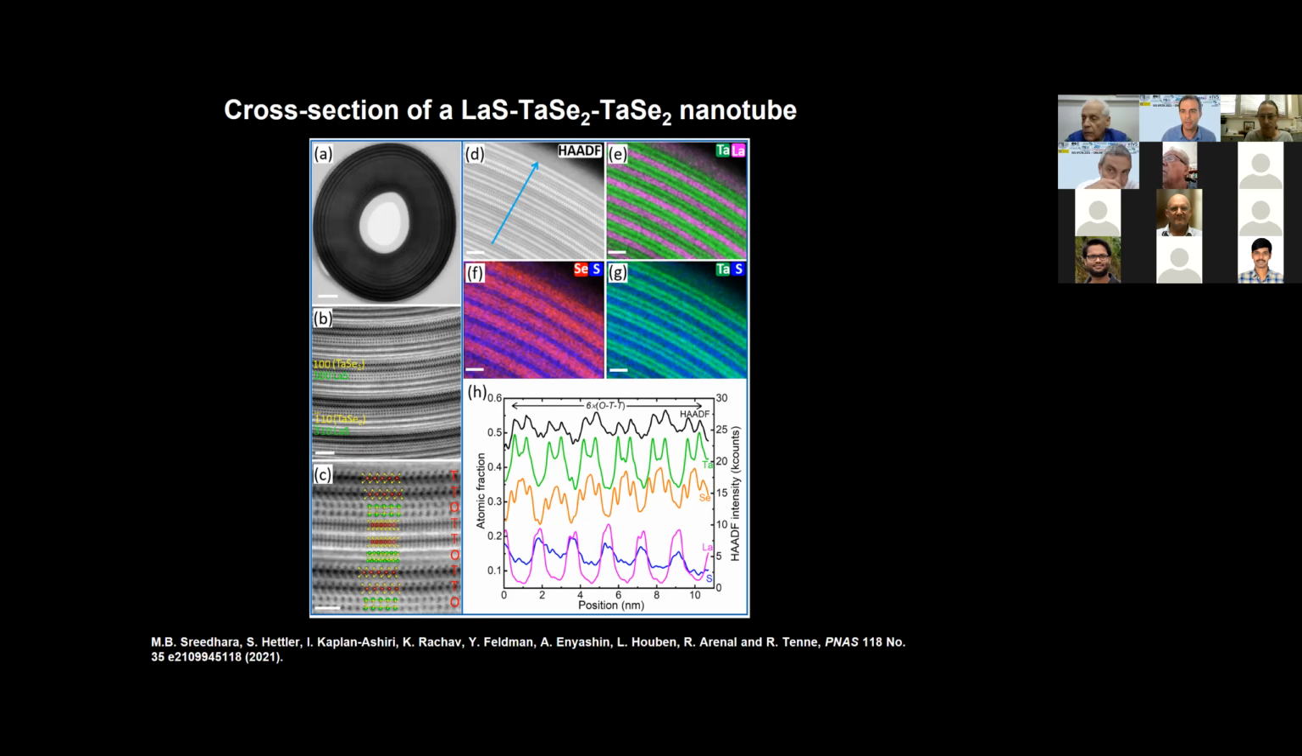Anyone? Okay, I have a question, Reshef. You showed a lot of progress in different aspects. Going forward, if you have to choose one thing that is the top priority to improve, what would you go for? Or what are you working on now? Synthesize more nanotubes from different layered compounds, understand the structure, and elucidate their properties. This is for me the first priority. And the second priority is applications.